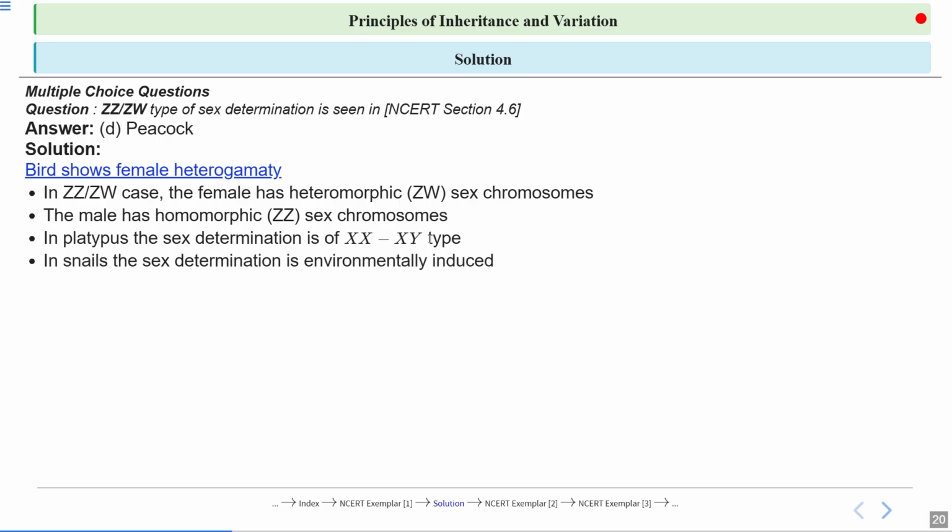Okay, in snails, the sex determination is environmentally induced. So in some animals, the sex is induced by the environment. Okay, in cockroaches, it is of XX and XO type. Cockroaches, and in grasshopper also, XX-XO type of sex determination is observed. Here the females have XX and males have only one X chromosome. Clear?